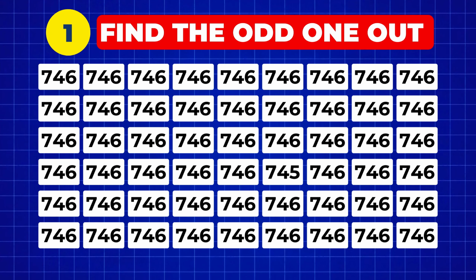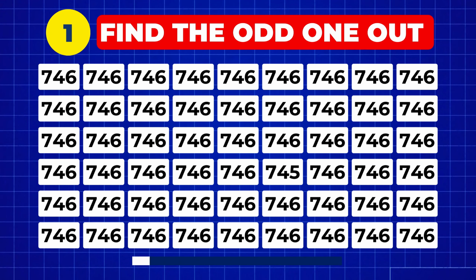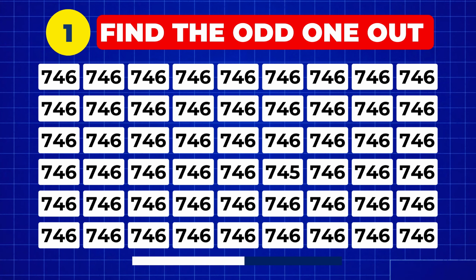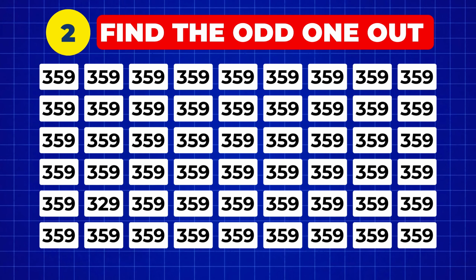Find the odd one out, 3 digits addition. Here is the question number 1. Identify which is not 746. This one is 45. Here is your question number 2.